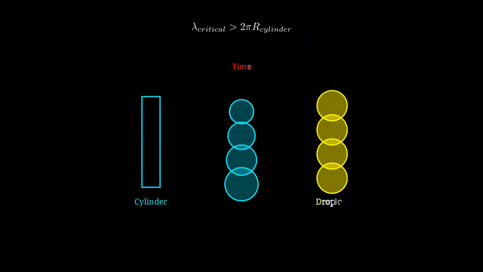Here you see the progression. A uniform cylinder develops bulges and necks. The necks thin and eventually pinch off, forming separate spherical droplets. This happens because the droplet configuration has lower total surface area than the cylinder.